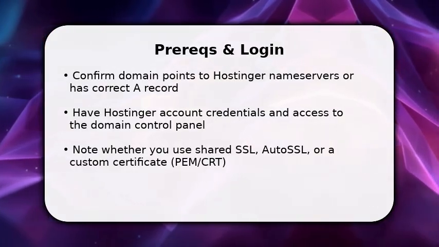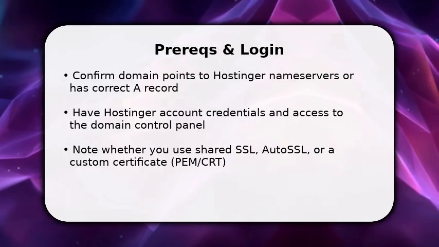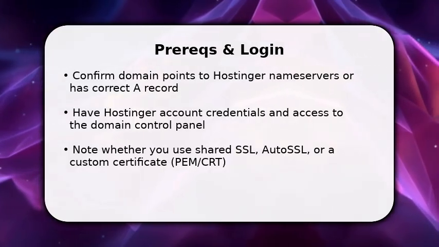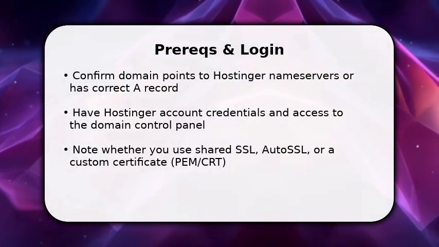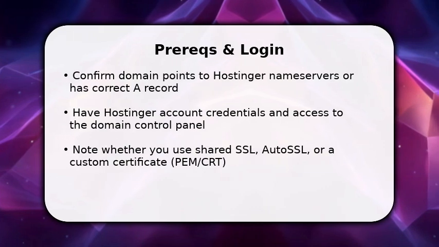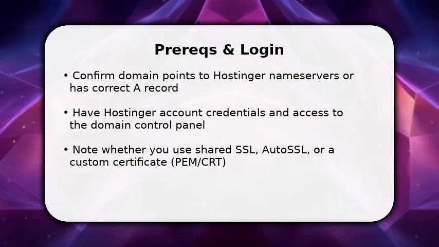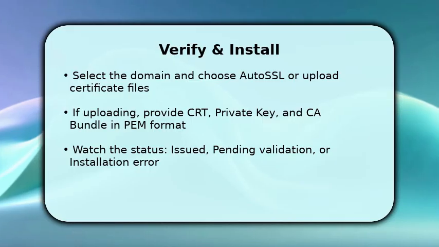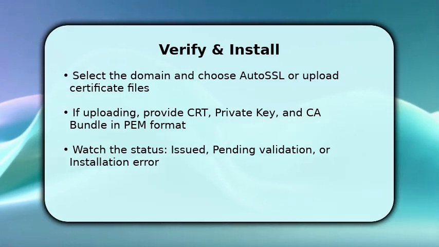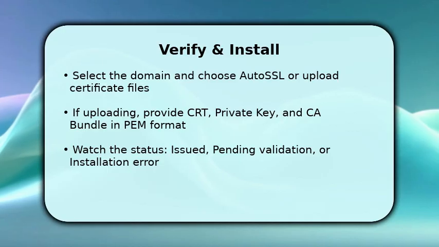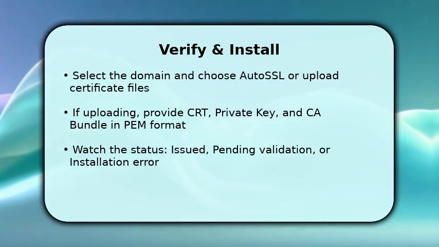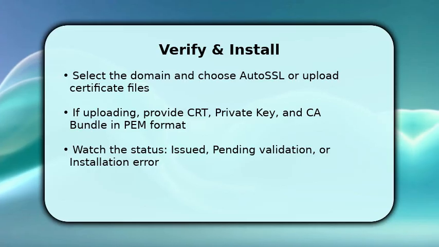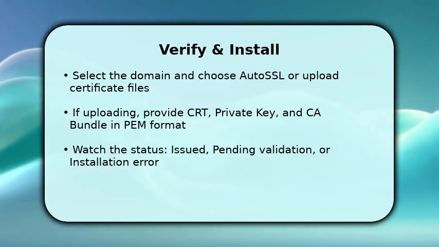If you plan to use a custom certificate, have the private key and cert files ready. This step gets you into the exact interface where validation and installs begin, so don't waste time on unrelated menus. Once in the SSL panel, pick your domain and either enable Auto SSL or choose Manual Upload. If you upload, paste the certificate, the matching private key, and the CA bundle in the proper fields.